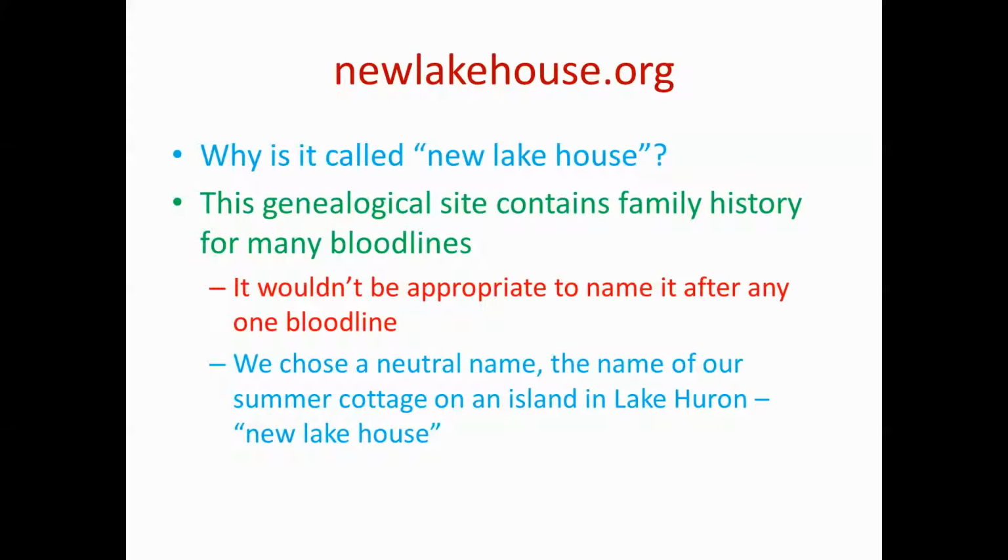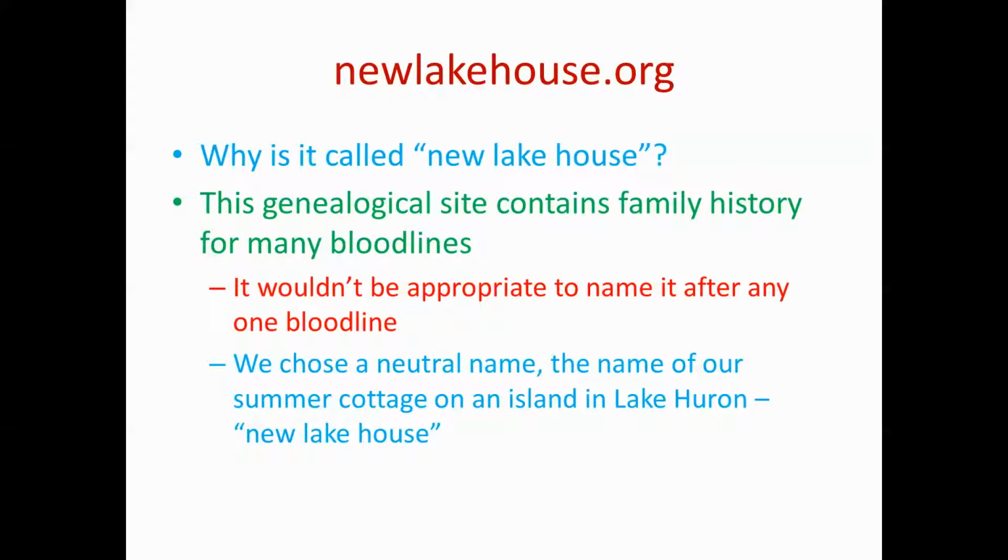newlakehouse.org. Why is it called New Lake House? This genealogical site contains family history for many bloodlines. It contains it for all the Hauweisens. It contains it for my mother's side of the family, which would be the Meyerholtzes. It contains it for Jan's father's side of the family, the Fernies, and it contains it for Jan's mother's side of the family, which are the Wagners.